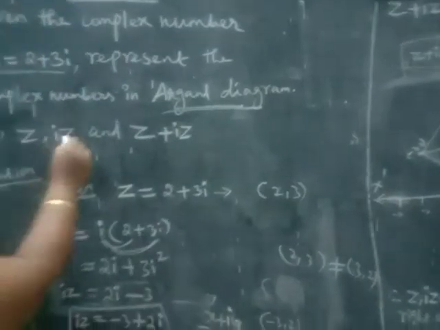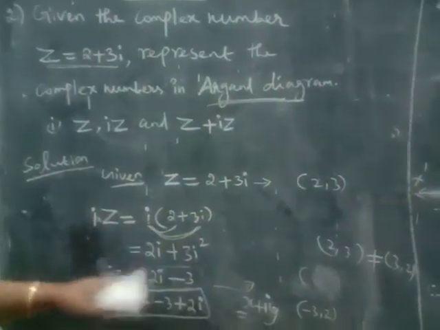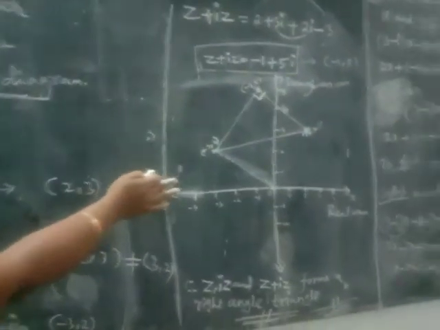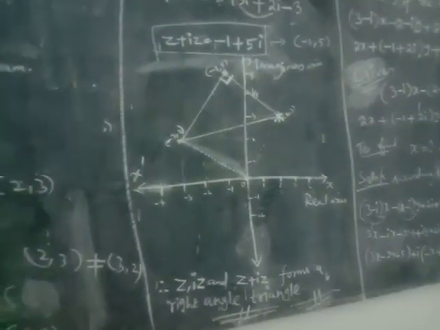So first you have to find all the 3 complex numbers. After finding, just plot a point in this plane. You get an Argand diagram of this one. Okay. Shall we move to the next problem?